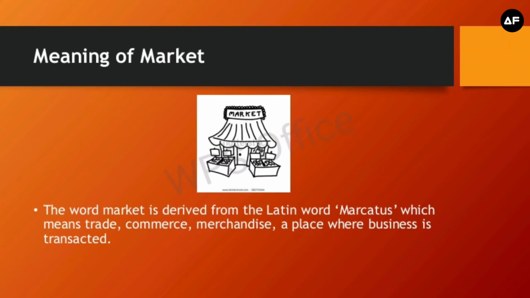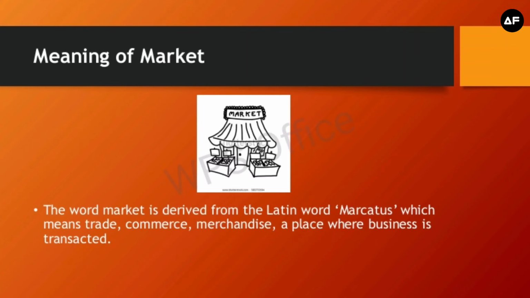We are going to see the meaning and definition of what a market is. The word market is derived from the Latin word marketus, which means trade, commerce, merchandise, or a place where business is transacted. Simply, where they buy and sell goods. The term market can be defined by many authors.